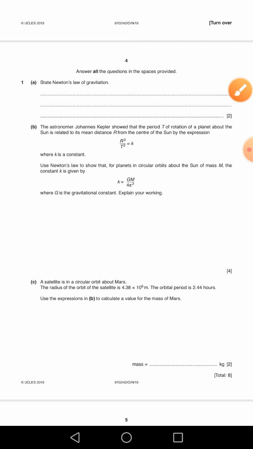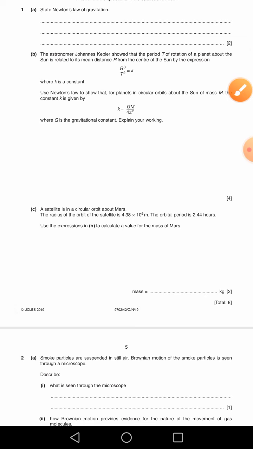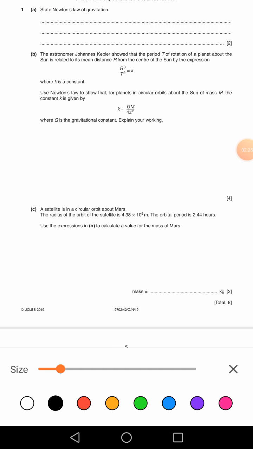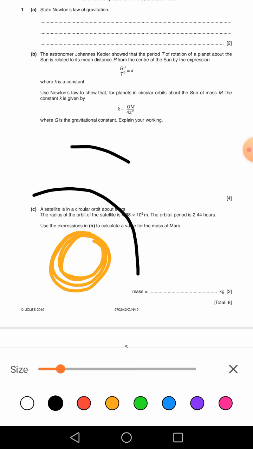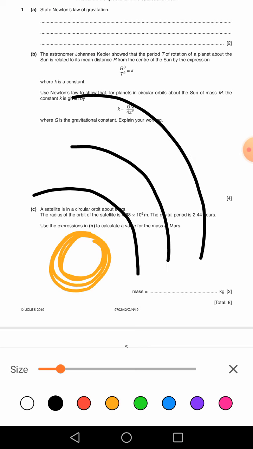So now let's go to the next question. The astronomer Johannes Kepler showed that the period T of rotation of a planet about the sun is related to its mean distance r from the center of the sun by the expression r cubed by T square equals k. The question is trying to say, for example, this is the sun, this is the blazing sun, and let me draw some orbits like this. These are the orbits and these are the planets in the orbits.